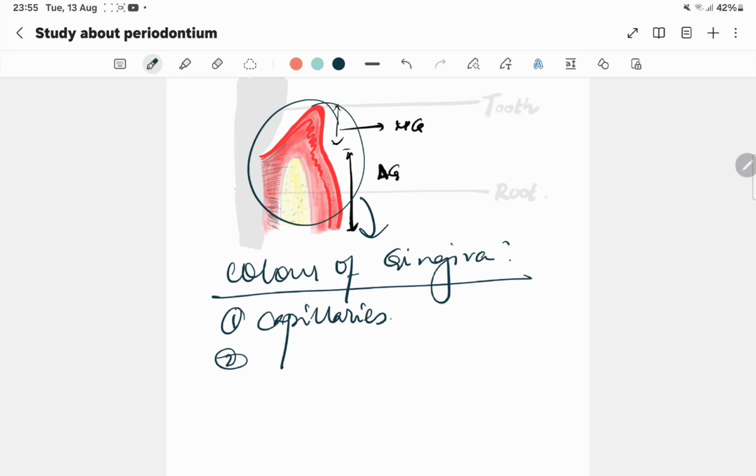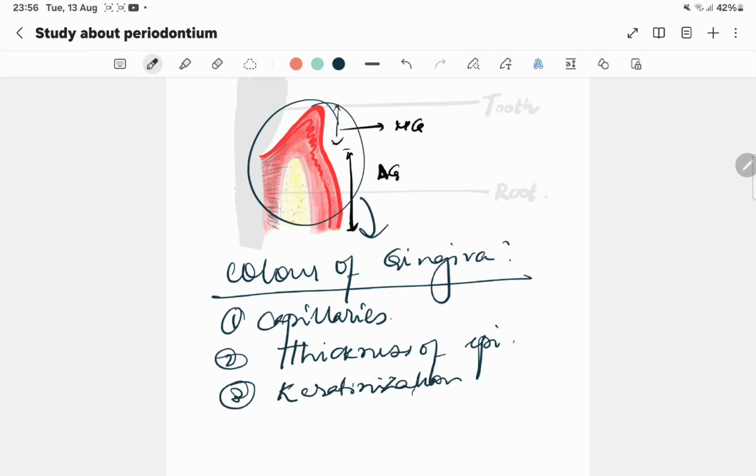First option. Second option, thickness of epithelium. Third option, thickness of keratinization. Fourth option, pigmentation. So the answer is all of these. So your color of gingiva depends on 4 things.